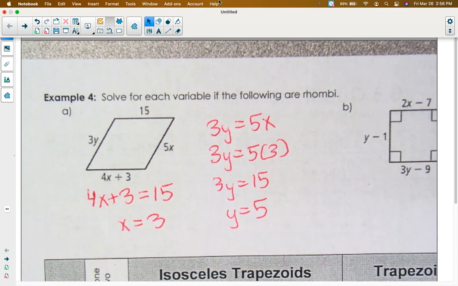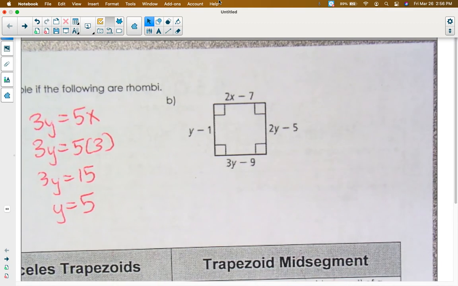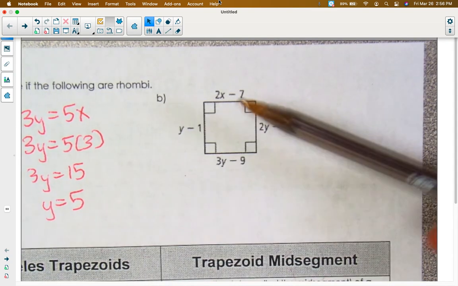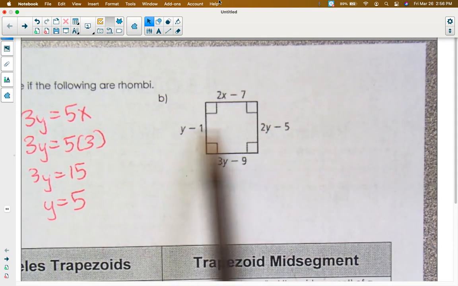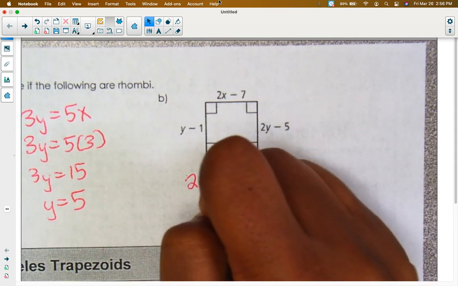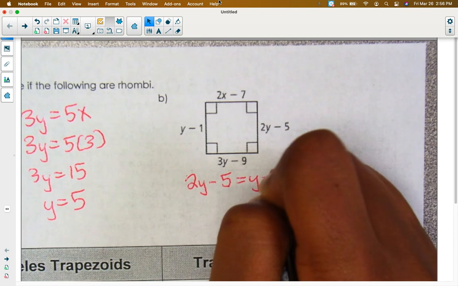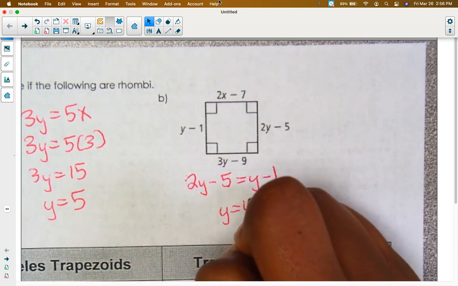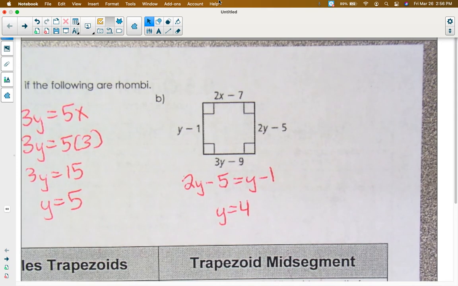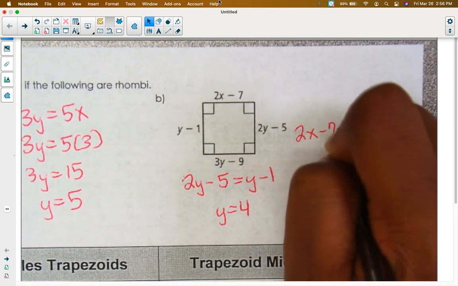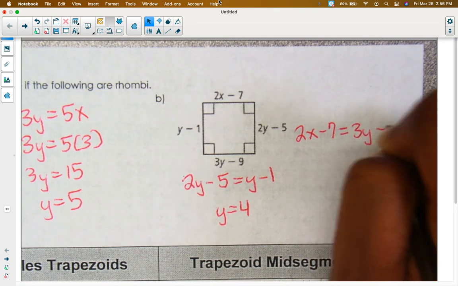Moving on to B. Same thought process here. I know that these two are equal to each other and these two are equal to each other. So we can do 2y minus 5 is equal to y minus 1. Solve your equation, you should get 4. And we know that the other sides are equal to each other. So 2x minus 7 is equal to 3y minus 9.